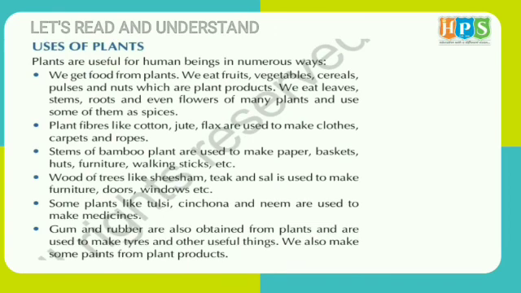Wood of trees like shisham, teak and sal is used to make furniture like doors, windows, etc. Some plants like tulsi, cinchona and neem are used to make medicines. Gum and rubber are also obtained from plants and are used to make tires and other useful things. We also make paints from plant products.